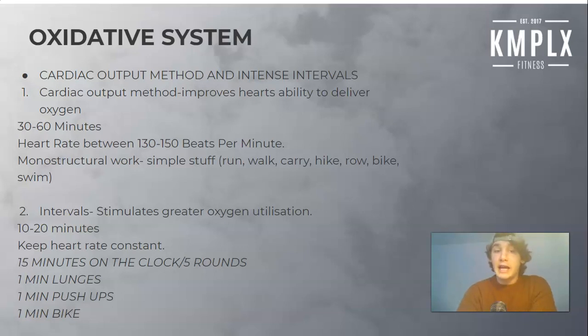So the cardiac output method, this improves your heart's ability to deliver oxygen. This can be anywhere from 30 to 60 minutes, and people would advise a minimum of 30 minutes. Keeping your heart rate between 130 to 150 beats per minute. And it's usually monostructural work, so simple stuff like running, walking, carrying, hiking, rowing, bike, swim, different things like that on the skier. So 30 to 60 minutes could be as simple as just doing 45 minutes of a jog, keeping your heart rate between those.